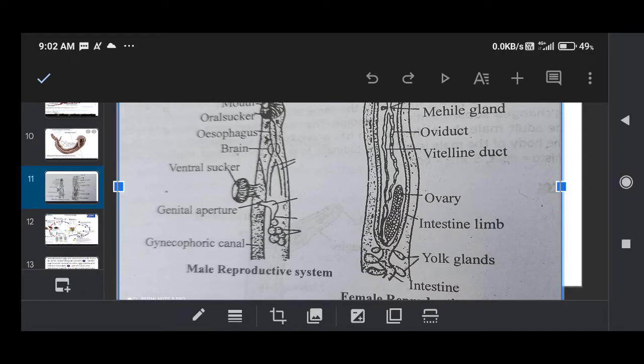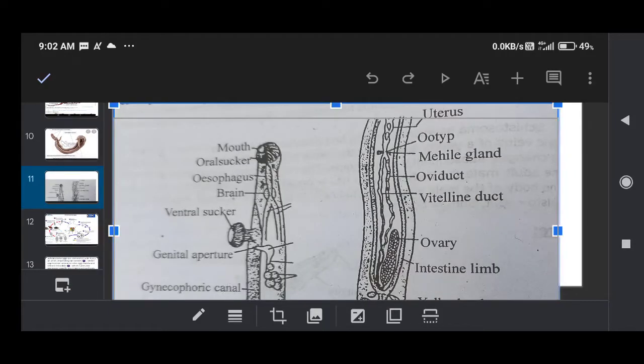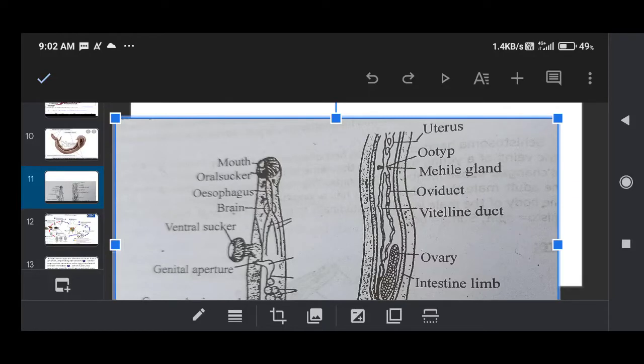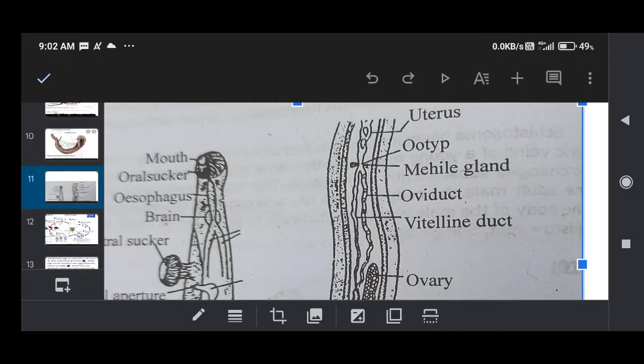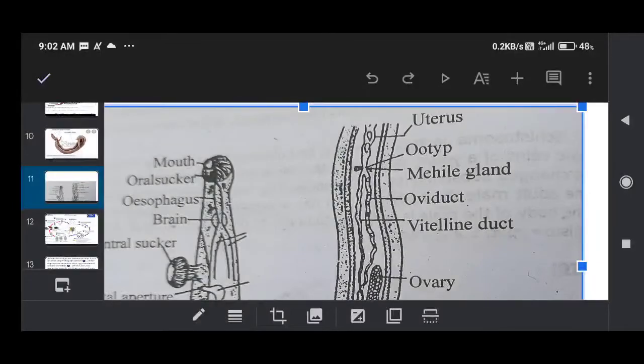Now the vitelline duct and oviduct move forward and reach near the ventral sucker, and the two vitelline ducts unite to form an oviduct. Here it is the ootype, and around the ootype some Mehlis glands are there. The secretion of these glands is useful for the movement of the capsules, and these oviducts open into the uterus. The uterus directly opens through the female genital pore near the ventral sucker.